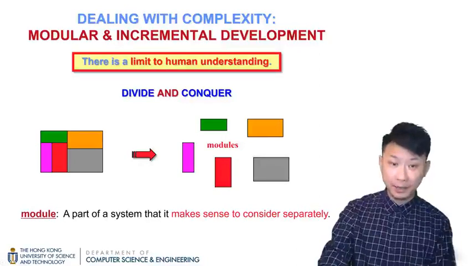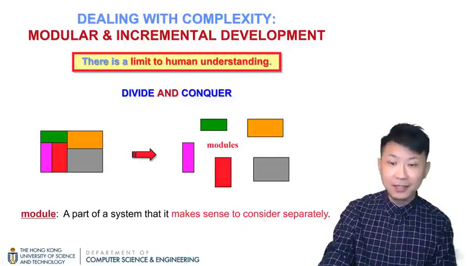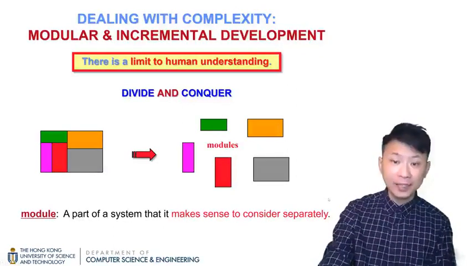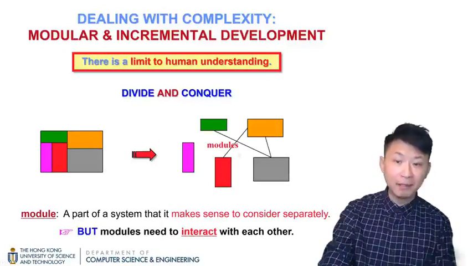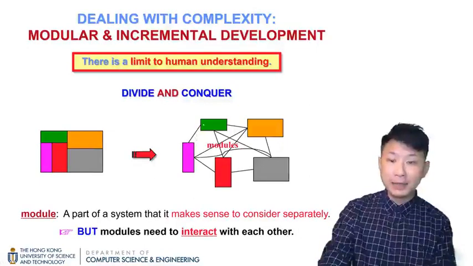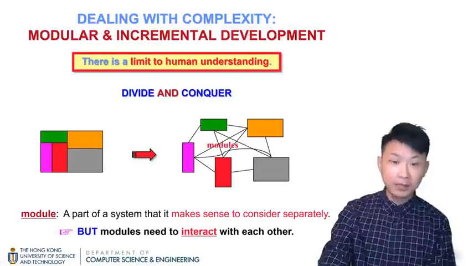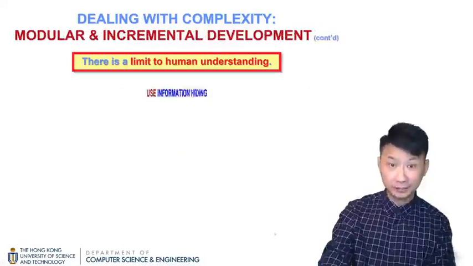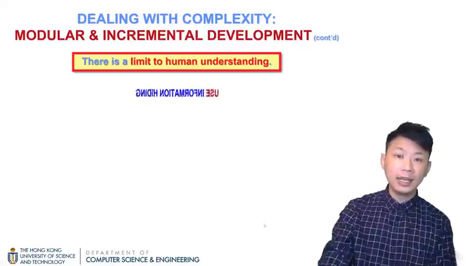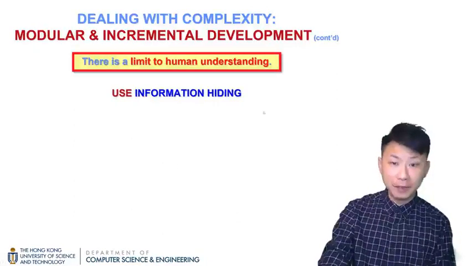one at a time. And the definition of a module is a part of the system that makes sense to consider separately. And notice that these modules are going to interact with each other because one module may be using some of the functionalities or some of the operations from the other modules. So that's why they interact with each other. And another approach to deal with complexity is to use information hiding.